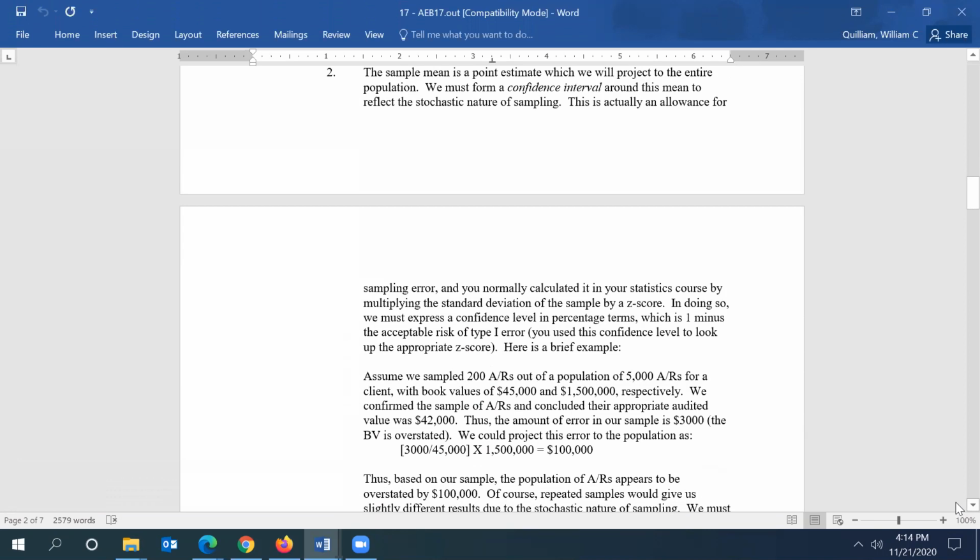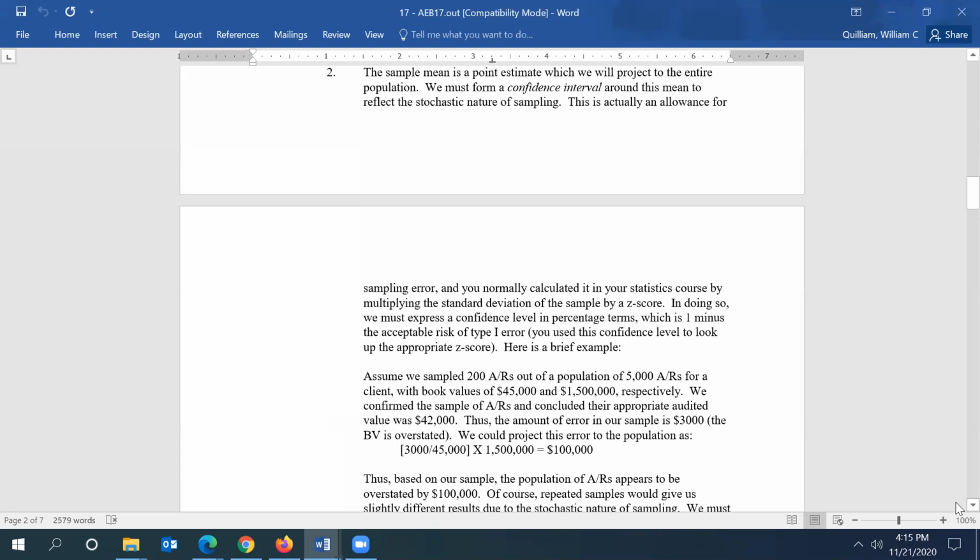And we normally calculated this in your stats course by multiplying the standard deviation of the sample by a z-score. In doing so, we had to express confidence level in percentage terms, which is 1 minus the acceptable risk of type 1 error, and use this confidence level to look up the appropriate z-score. Don't worry, we're not going to do it in this class.